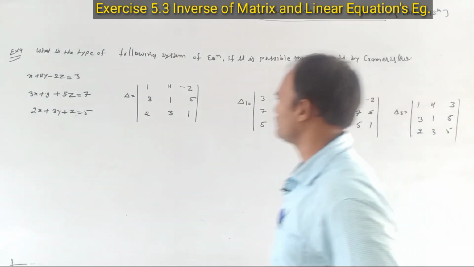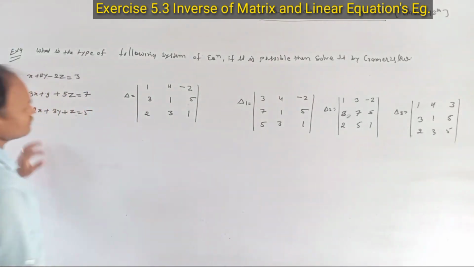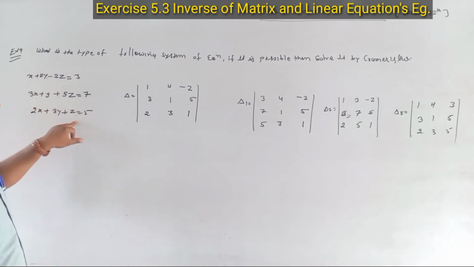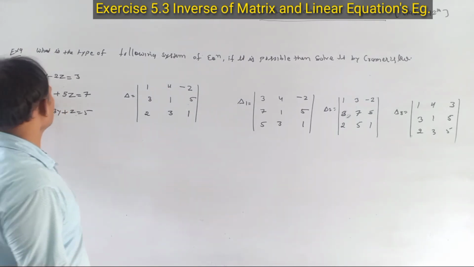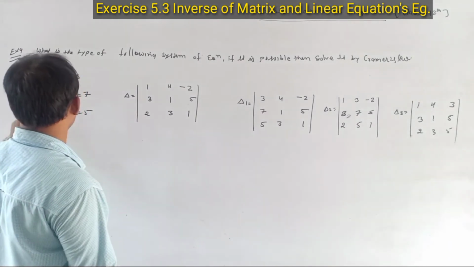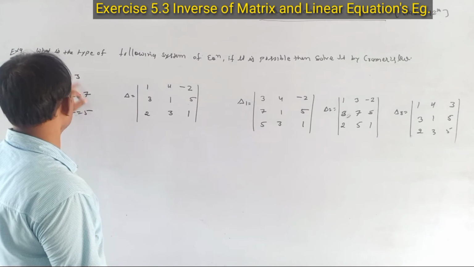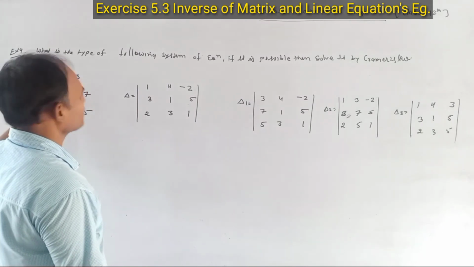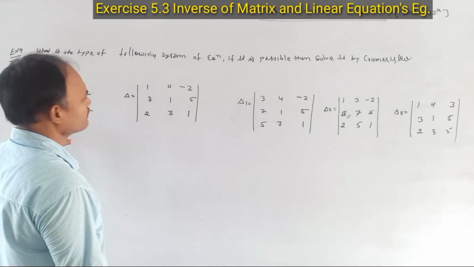Okay, now check. Delta 1 is 1, 4, -2, 3, 1, 5, 2, 3, 1. Okay, delta 1 is 1, 1, 3, 2, 1, 3. It is 3, 7, 5. Okay, delta 1 is 3, 7, 5, 4, 1, 3, -2, 5, 1.